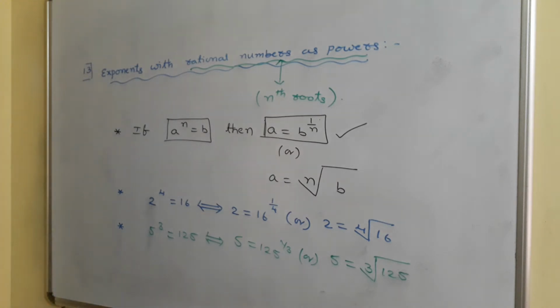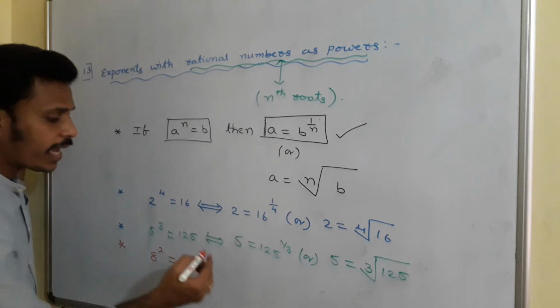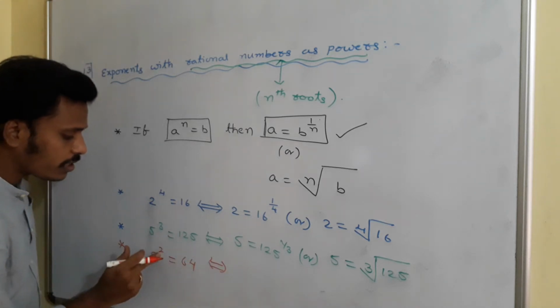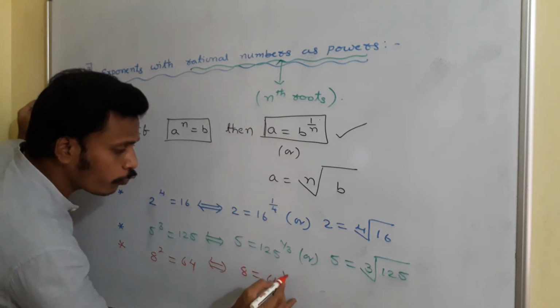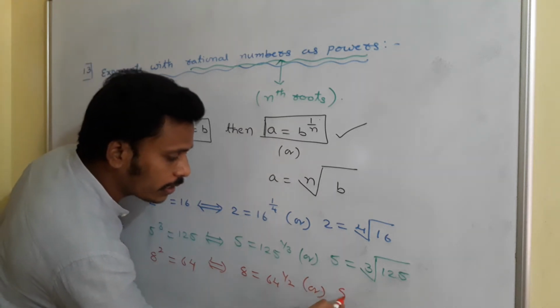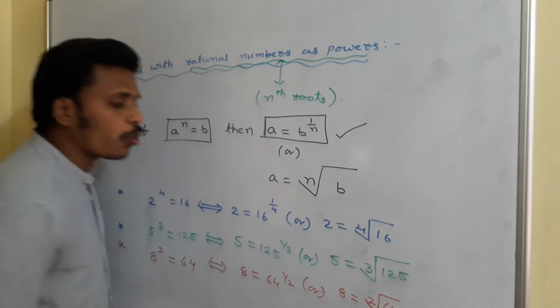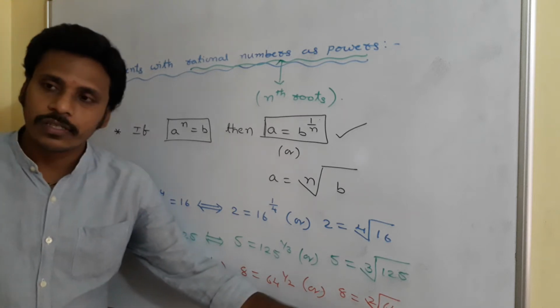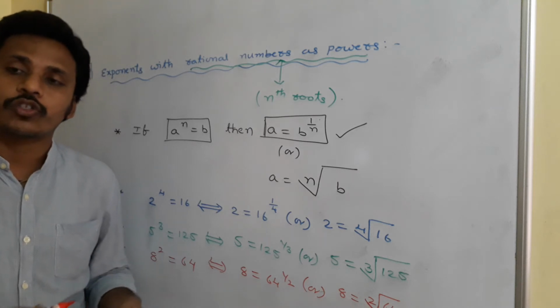And I will give you one more thing. See, you just write another example. If 8 square is equal to 64, then again, as per this law, how can we write? You just send this to the other side. Then it becomes 8 is equal to 64 to the power 1 by 2. And we also represent it like this: 8 is equal to the second root of 64, or sometimes we call it the square root of 64. Second root of 64, third root of 125, fourth root of 16. Likewise, we have chances to represent it in many ways.